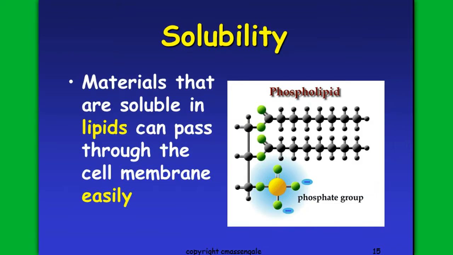All right, so what does that mean for solubility? Okay, here's your definition for solubility. You were probably confused about where you were at in the notes, but I was just trying to explain why the lipid membrane was designed the way it was. Now, the materials that are soluble in lipids are what can pass through the cell membrane easily, only things that are soluble in lipids. Remember, those are fats, okay?